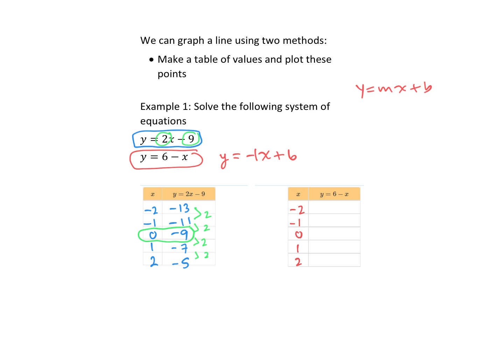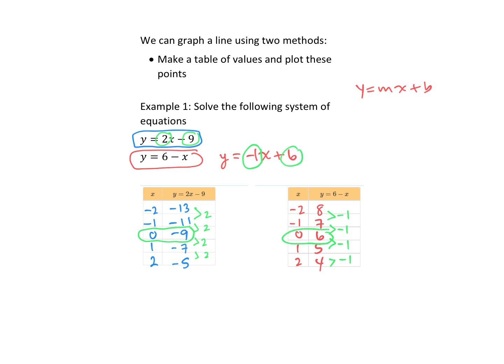So it's going to be negative 1 times 2 is negative 2, or positive 2, plus 6 is 8. And then we have negative 1 times negative 1 is 1, plus 6 is 7, 6, 5, 4. So again, I can check my rate of change. My x values are decreasing by 1, which is indicated here in my rate, and my initial value is 6, which is indicated here.